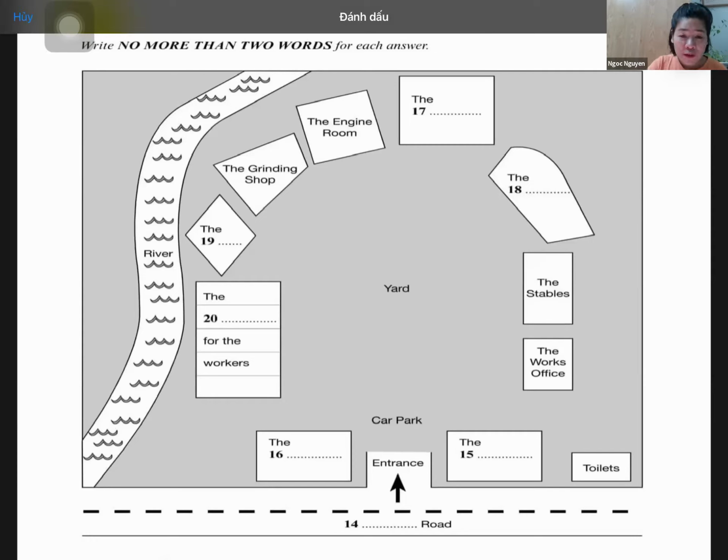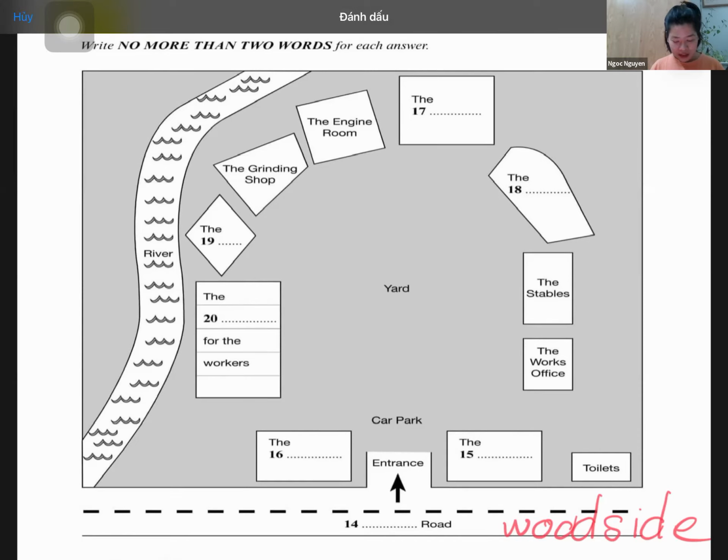I would like to hear from Thế Phong. Thế Phong, please. What is the name of the road? Woodside Road. Can you spell it, please? WOODSIDE. Yes. What is a woodside road? A woodside road is a road nearby the woods or the forest. Thank you.